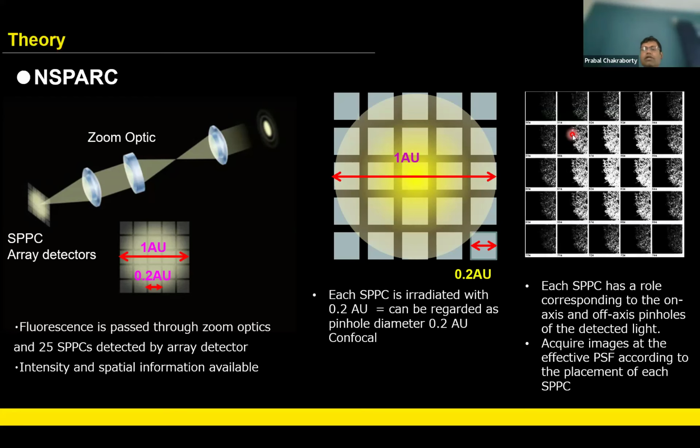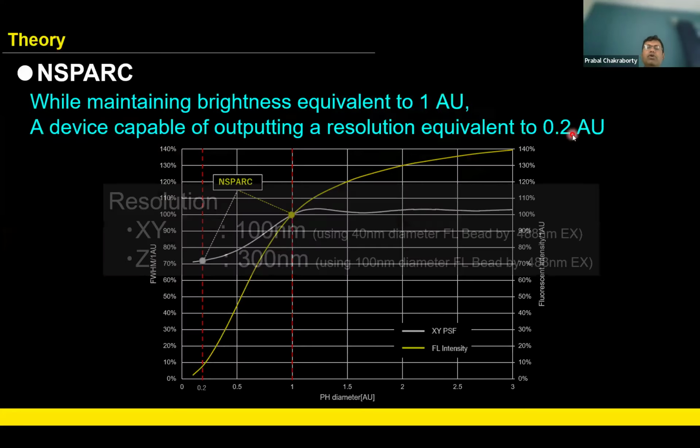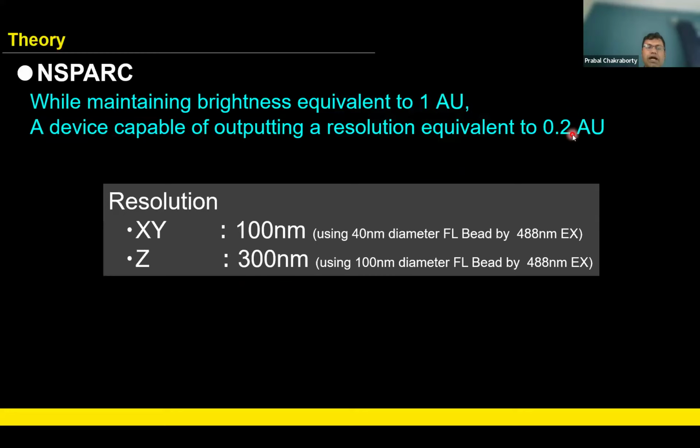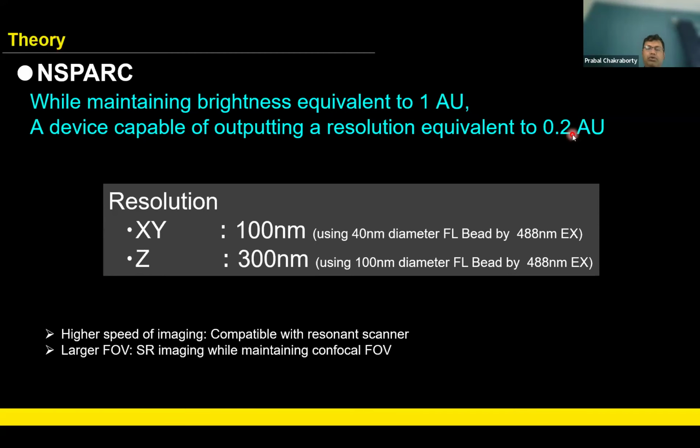I am not going into those details, but the advantage of this confocal-based super resolution is that you can go up to 100 nanometer in resolution and around 300 nanometer in Z, and you can do deeper imaging. Generally, with super resolution it is difficult to do deeper imaging, but with this kind of technology you can do deeper imaging.